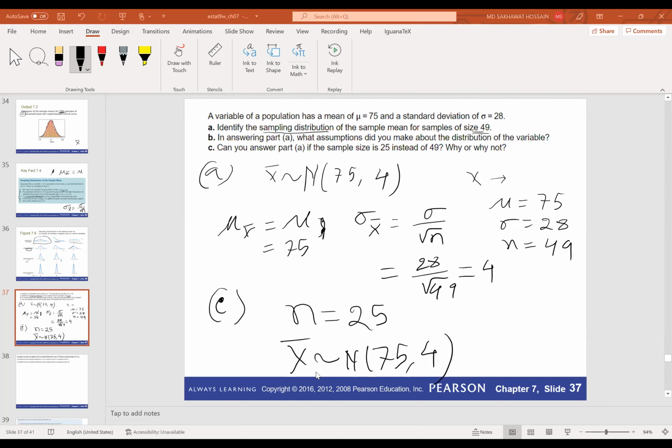That's why we considered 49 as large, and the distribution of x bar is normal with mean 75 and standard deviation 4. But in this case, the sample size is 25, which is below 30. So we cannot consider 25 as a large sample size. That's why we cannot say that this is normal distribution. Actually, we cannot determine the shape of the distribution of x bar in this case.